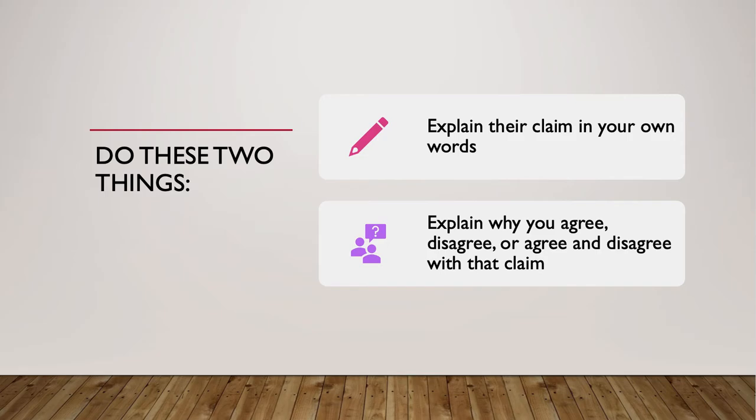Once you have identified an argument or a claim that a person or text is making, you need to be sure you do a few things before you can fully respond to what they're saying. First, you should be able to explain their claim in your own words to demonstrate you really understand it. And then you have to decide if you agree, disagree, or agree and disagree with that claim and be able to explain why. Let's break down those steps.